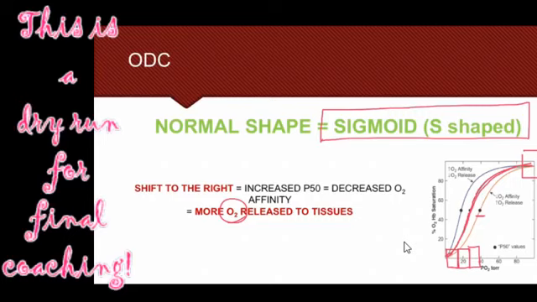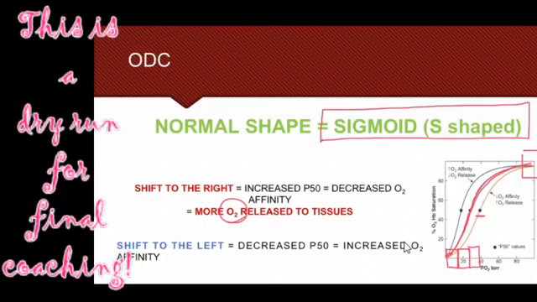Okay? So, when we say shift to the left naman, kabaliktaran naman ang mangyayari. So, sabi nga natin, pag shift to the left, decrease ang P50 niyan. Ibig sabihin, mataas masyado ang affinity natin sa oxygen, kaya hindi natin siya ipamimigay. No, ang tendency mo ay ipagdamot mo kasi gustong-gusto mo yung oxygen mo. Alright? So, that will result to lesser oxygen release to the tissues. And again, kung tanong eh, ano po yung shift to the left, dapat ang masasagot mo yung mga situations kung saan less oxygen is released to the tissues.